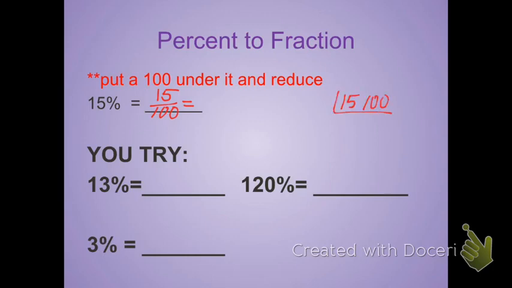15 and 100, 5 goes into both of them, good. 5 goes into 15 and into 20. I'm sorry, 100. Gave you the answer, didn't I? 3 over 20. So our reduced fraction is 3 over 20.